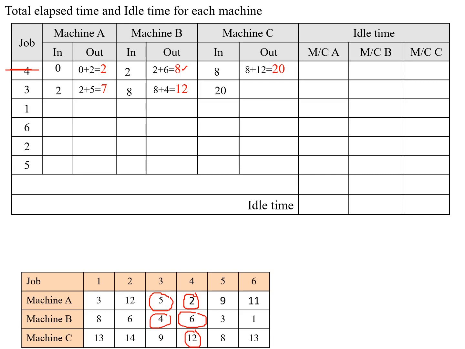So after the 20 hours only it will receive the job 3. So in time for the machine C is 20 and the out time is 20 plus processing time, that is the 9. So out time for the machine C is 29.